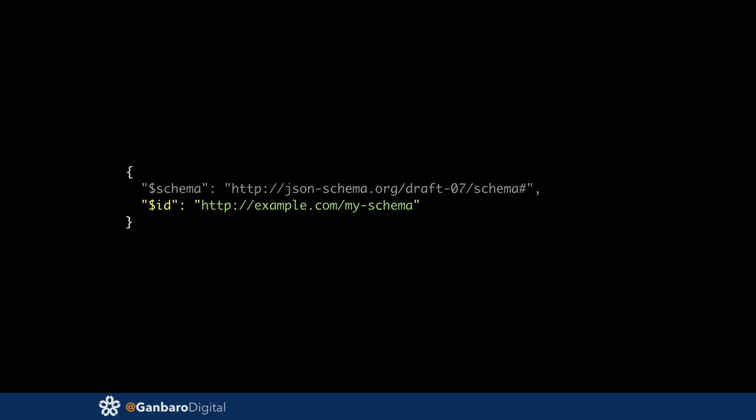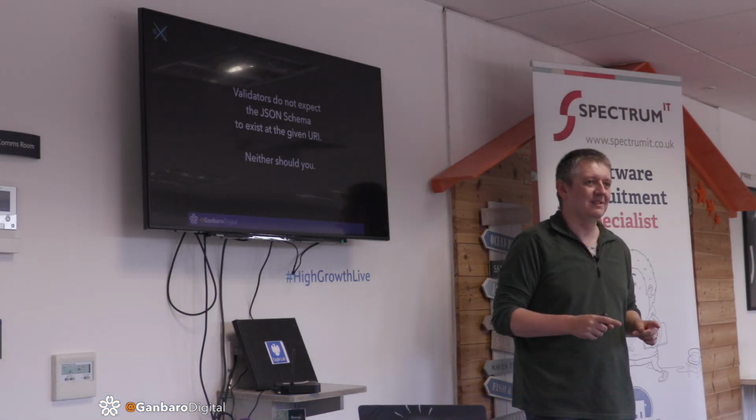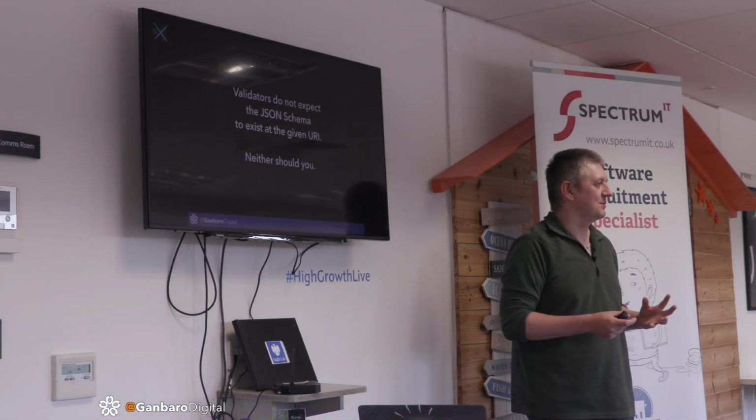Now, I want to point out something about this ID, because it looks like a URL, but it's not a URL, it's a URI. And the big difference is the validators don't expect that to point to a real file anywhere. It's just an ID. The validator should not even be attempting to load from that URL at any moment in time. It's just an ID to tell these documents apart.